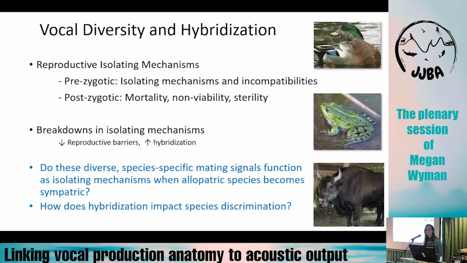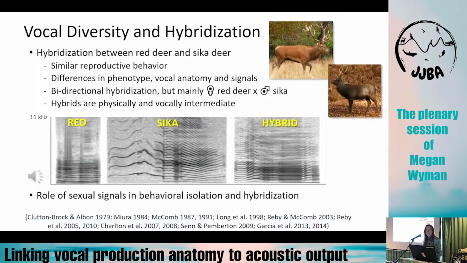So we wanted to look at how these diverse species-specific mating signals function to keep the species apart, and how does hybridization impact this? I'm saying this because hybridization does occur between red deer and sika deer. And sika deer, they're not native to Europe or the UK, they're from Asia, but they were in parks and things like that in the 1800s in Europe, and they have since escaped, and in many instances they start hybridizing with the red deer populations that are native. These species have similar reproductive behavior, very different phenotypes, vocal behavior and signals.